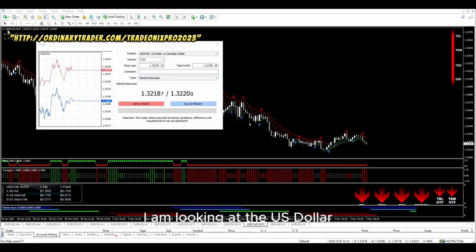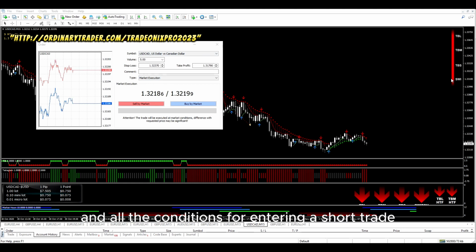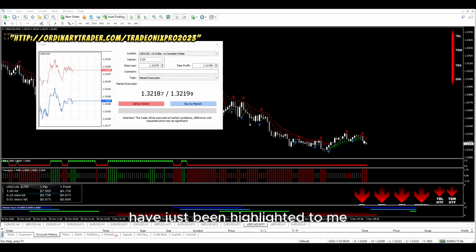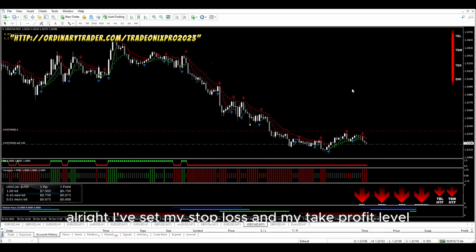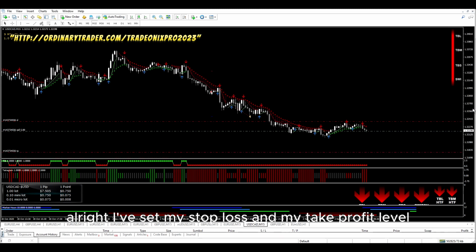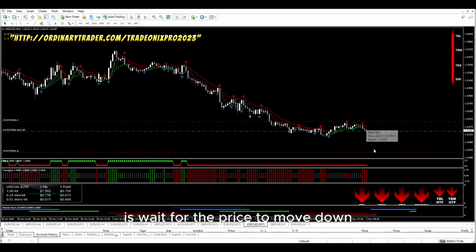I'm looking at the US dollar, Canadian dollar on a 15-minute time frame, and all the conditions for entering a short trade have just been highlighted to me. I'm now going to enter the trade, a short trade, with my predetermined settings. Alright, I've set my stop loss and my take profit level, and now all we need to do is wait for the price to move down. So I'll come back and monitor this trade and keep you updated on the progress.